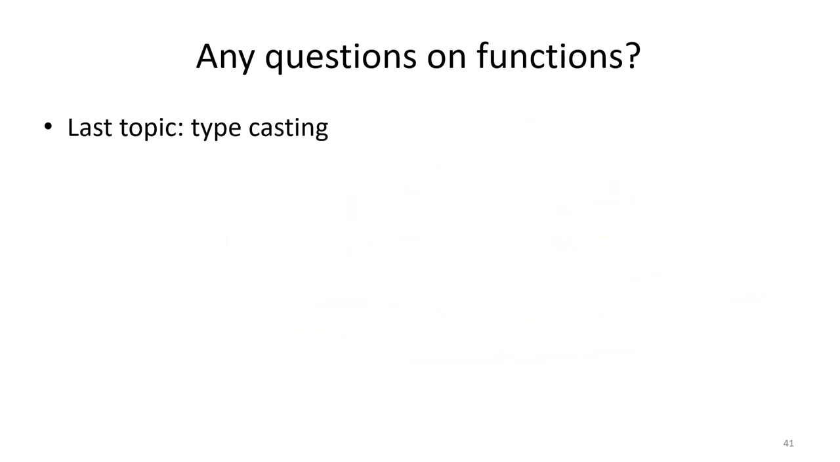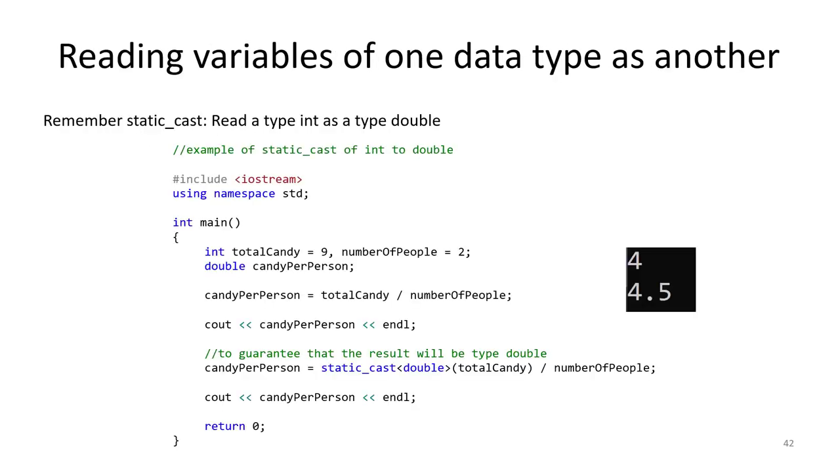All right, we have one more topic that we should review related to functions, and that is called typecasting. In some of our earlier videos, when we covered data types, you'll remember we also talked about static cast. And so what we're doing when we use static cast is we are reading variables of one data type as another data type. So we are not changing the variable itself, but we're purely reading it as another type, sometimes to avoid errors or to assist with calculations.